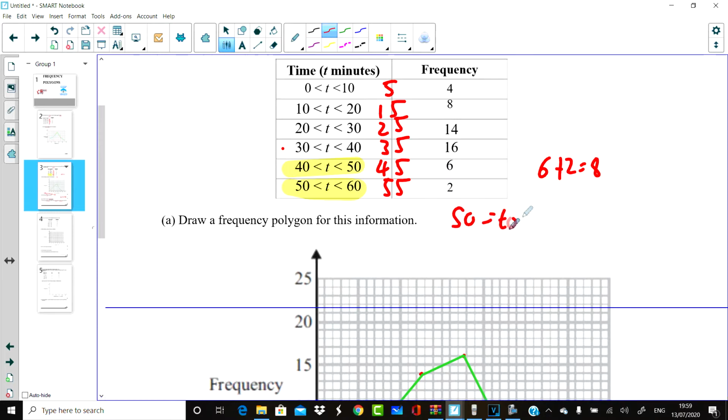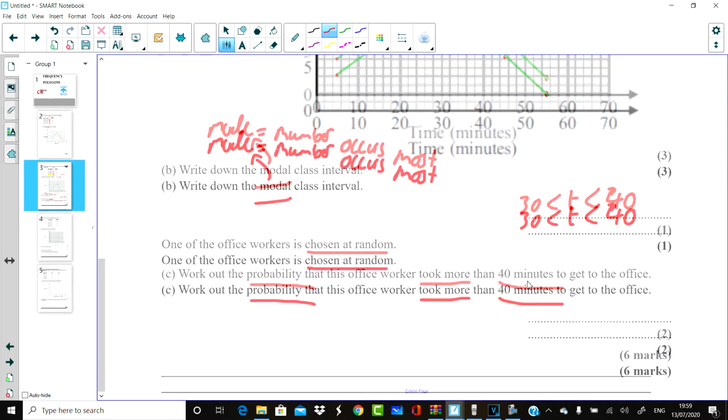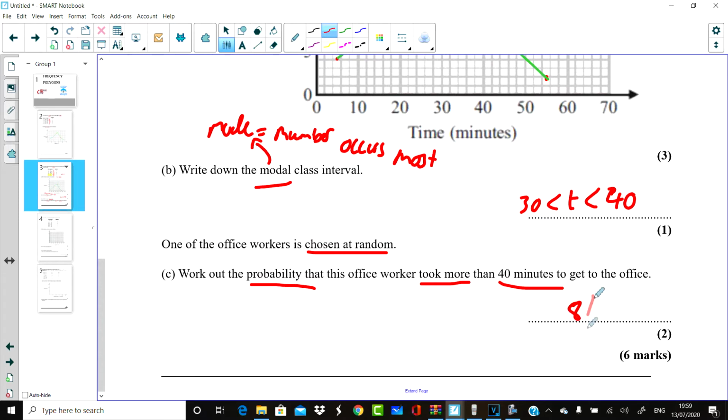So 50 is equal to the total. Now if we go back to the question, we have 8 over 50. So 8 over 50, and that's our probability. So 6 marks for this type of question.